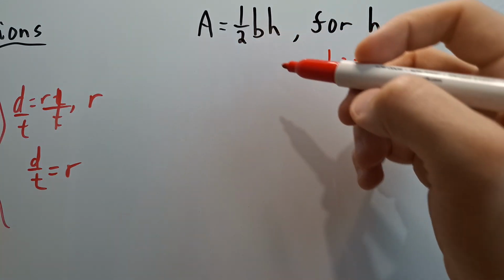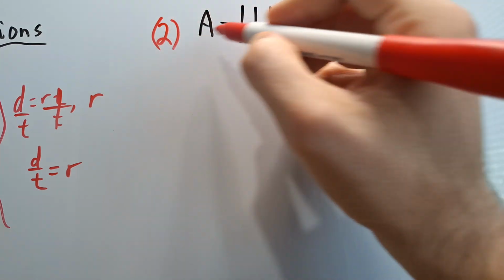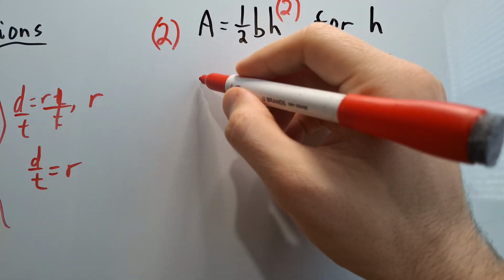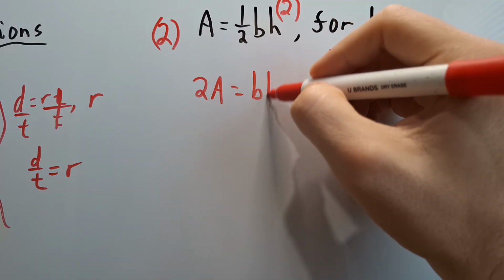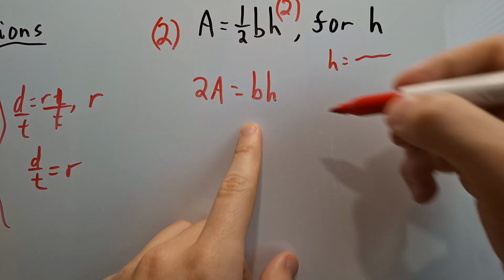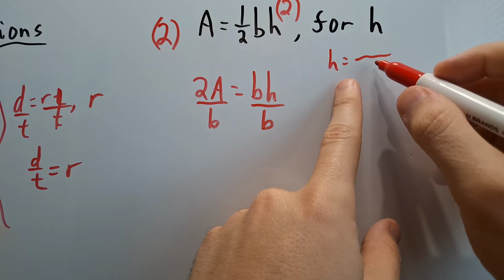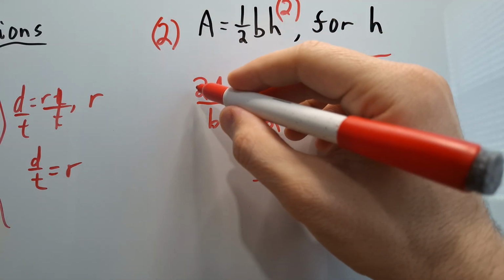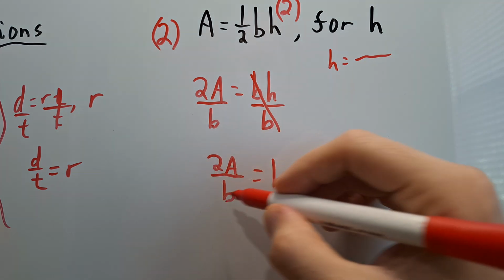It does look a little messy, but to make it a little easier on ourselves, what we're going to do is multiply by 2 to both sides of the equation, and we'll get 2a equal to base times height. And then the last thing we've got to do is divide by b. Just like our template, we have h equals stuff. Here we have h equal to 2a divided by b, just like this.